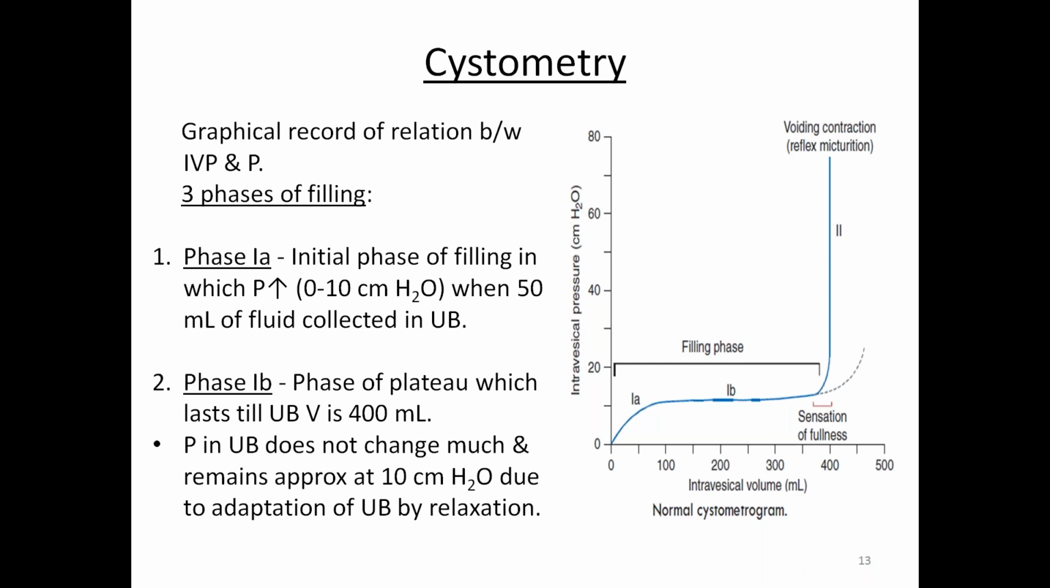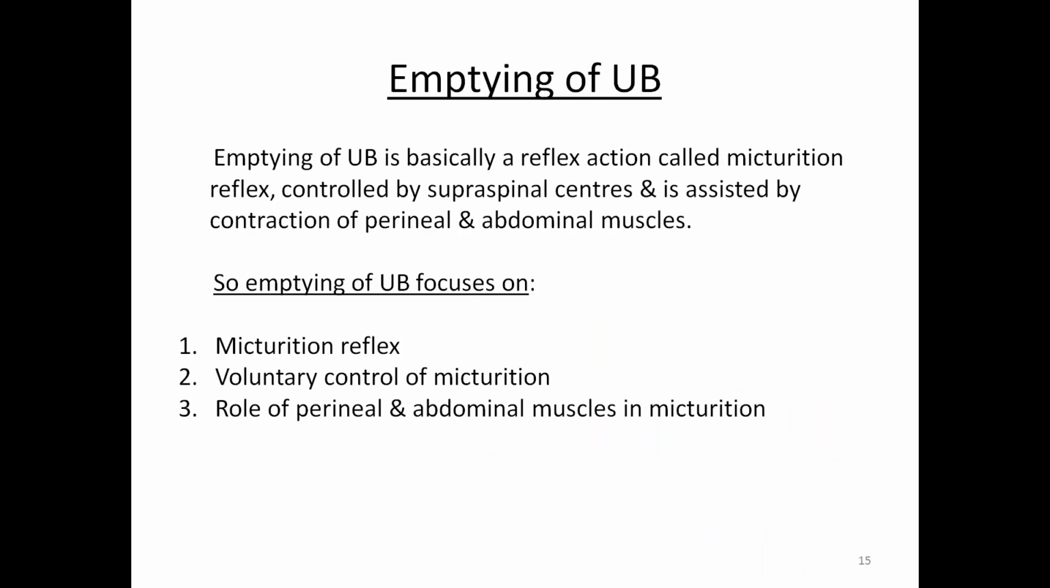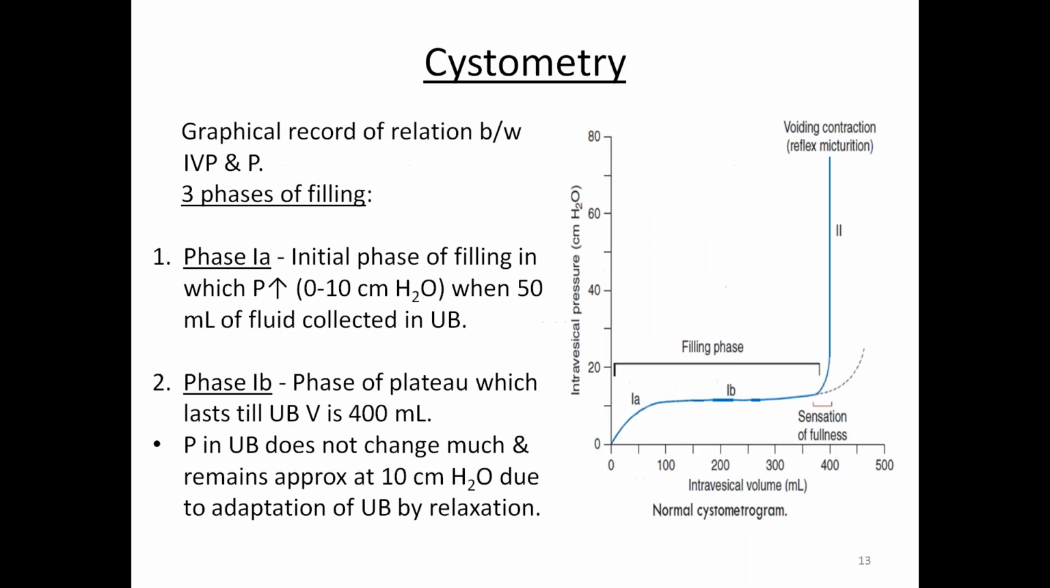Now, how do we record the cystometrogram? Basically, a double lumen catheter is introduced into the bladder, and the fluid is introduced through one lumen, and the pressure changes are recorded by connecting the other lumen to the pressure transducer of a polygraph. Then the bladder is filled with 50 ml increments of water, and at each volume, the intravesical pressure is recorded.